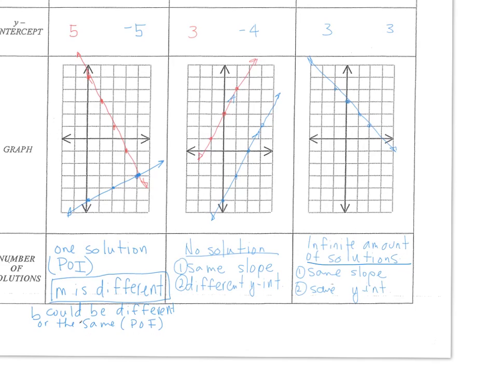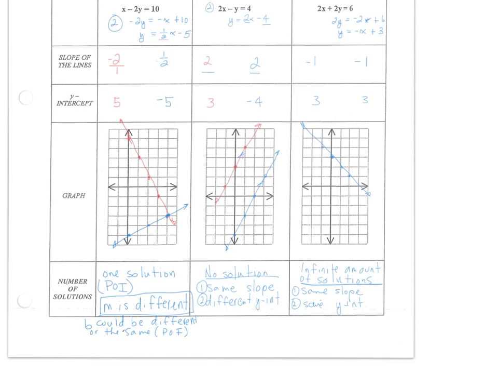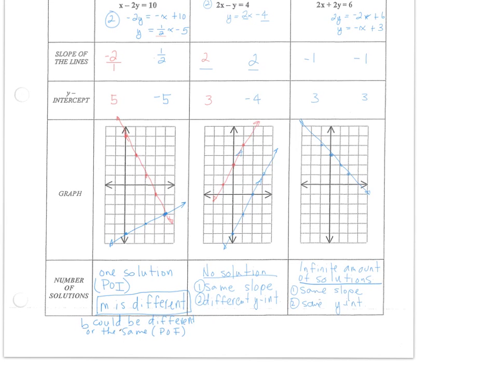And it's all about analyzing the slope and the y-intercept of a line, like we've always been doing. If there is one solution, you have one point of intersection, m is different, okay? b could be different or the same. If it is the same, you've got that point of intersection at the b value. If there's no solution, the slopes are the same, meaning the lines are parallel, but the b values need to be different so that they're not on top of each other. Okay, and then that gives me no solution.